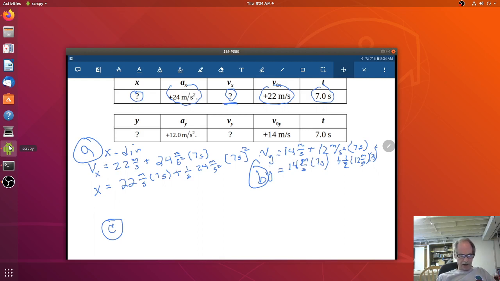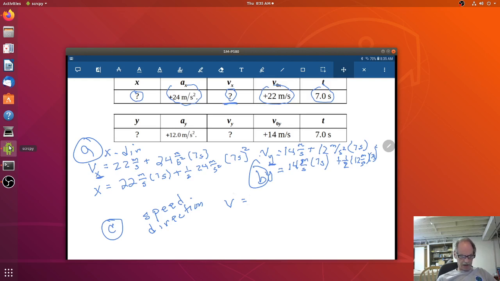Well, you already did that. You found the y component and the x component of the final velocity at 7 seconds. But usually they want this expressed as a speed and direction. Speed and direction. Well, how do I find the speed? That's the magnitude of the velocity vector. So I'm just going to write it like this.